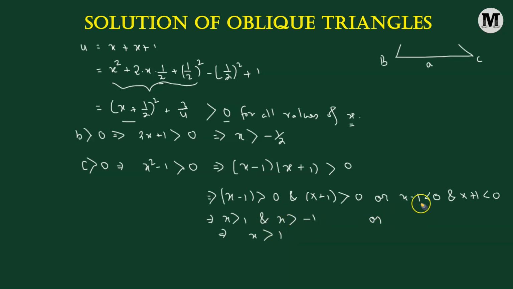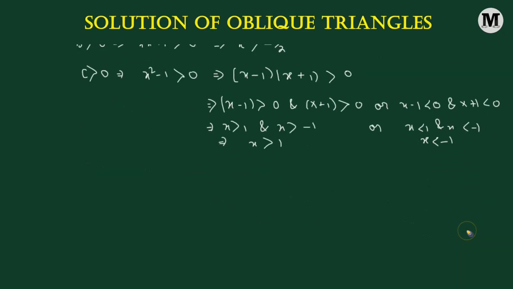Or we get the other case where x is less than 1 and x is less than negative 1. Now if x is less than negative 1 and x is less than 1, we can combine these two solutions to get a combined solution of x less than negative 1. We can always take the help of the number line. So let's look at it.